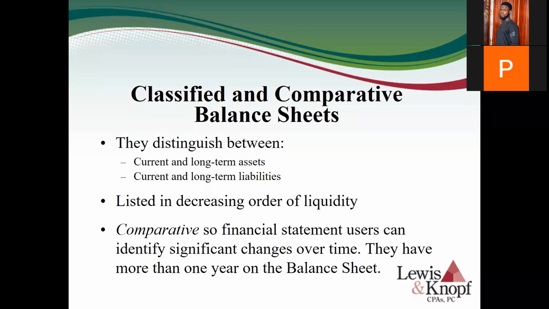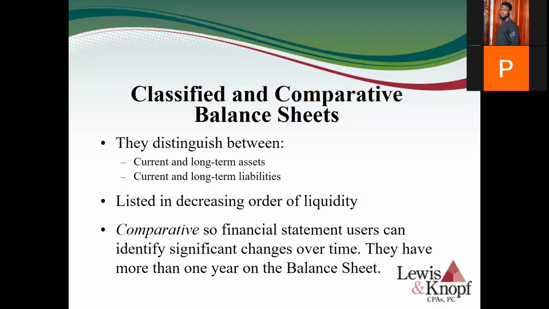So, classified and comparative balance sheets. The balance sheet distinguishes between current and long-term assets. It shows us clearly which of the assets are current and which are long-term. It also shows us which of the liabilities are current and which are long-term. So this is basically how the balance sheet tells us about a company.